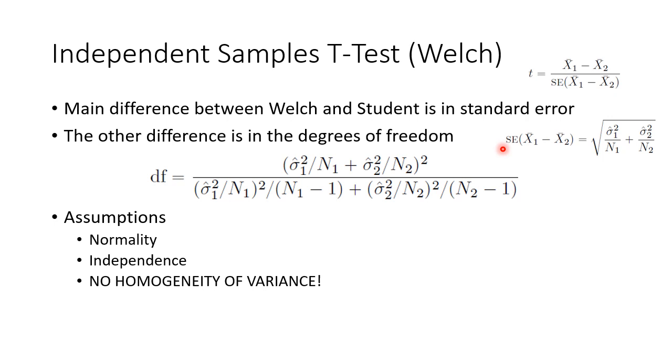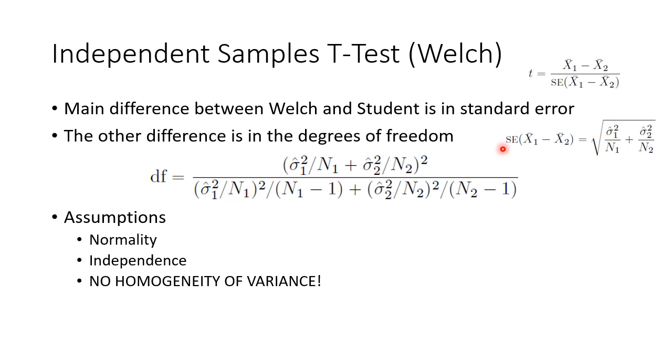Essentially, by utilizing the specific standard deviations for each sample group, this provides a more accurate standard error of the difference between the two sample means rather than trying to estimate a pooled standard error.